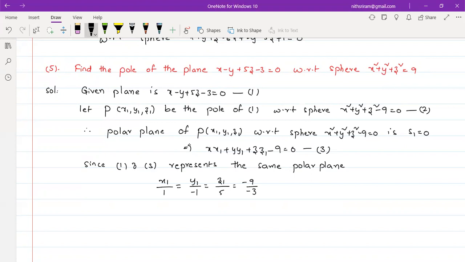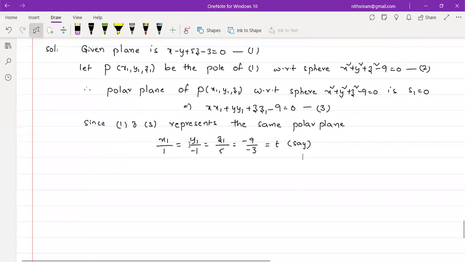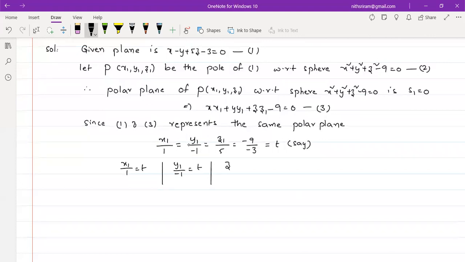After equating all these terms, now we have to equate all of them to t. So we are equating all these terms to the constant t. So from this we can write x1 by 1 is equal to t, and y1 by -1 is equal to t, and z1 by 5 is equal to t. And also we can write -9 by -3 is equal to t.